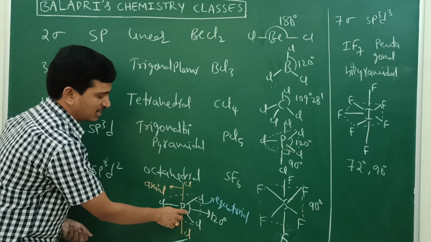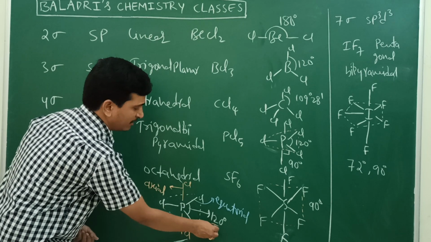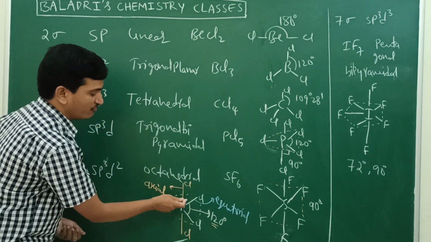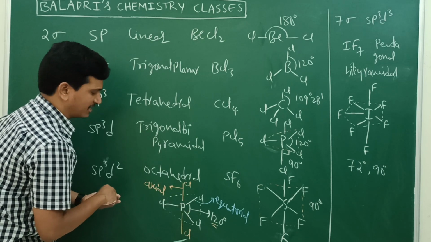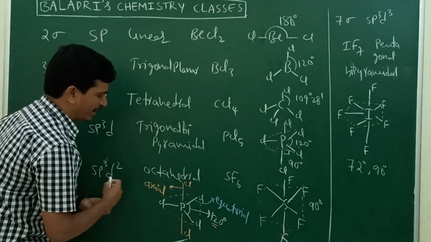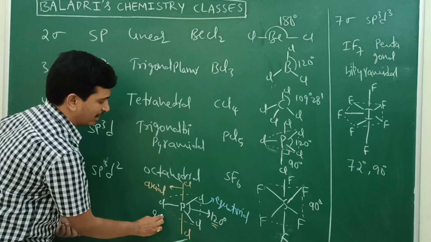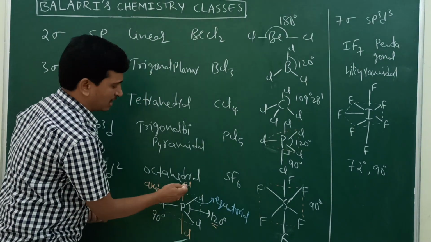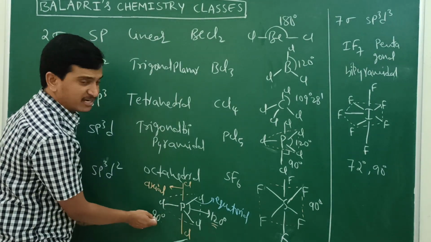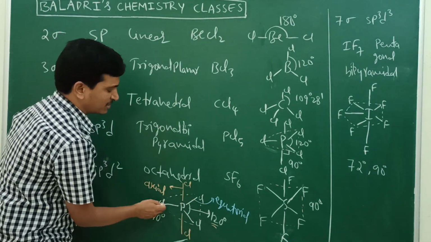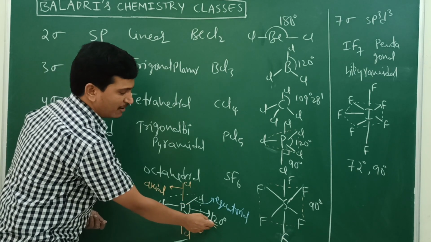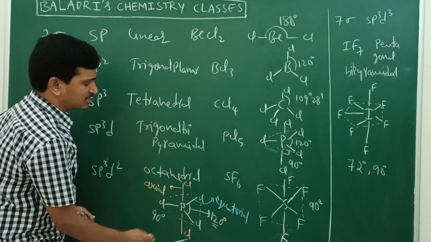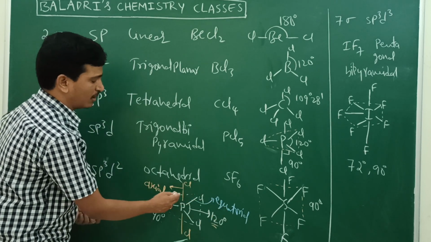So within the triangle the bond angle is how much? 120. And the chlorines which are present above and below the plane, axial bonds, make how much angle with the plane? 90 degrees. So here two types of bond angles will be there. One is 90, the other one is 120. The bonds present above and below the plane make 90 degrees with the plane, and the chlorines present within the same plane have bond angle 120. So the bonds within the plane are called equatorial bonds, and those above and below the plane are called axial bonds.